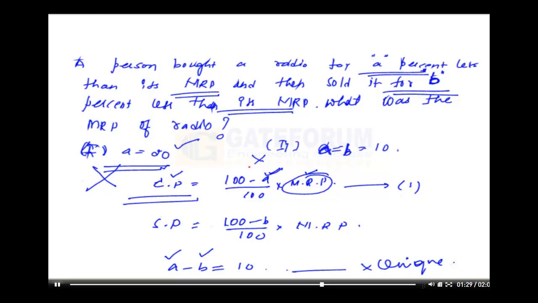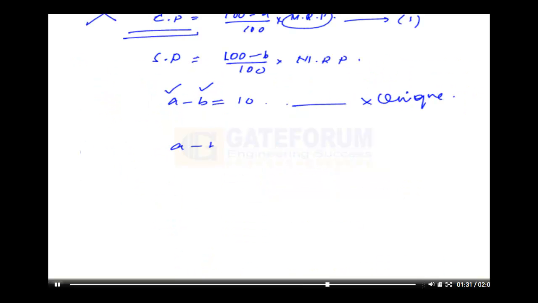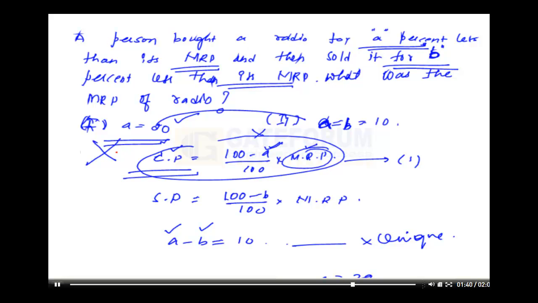Now let us combine them. A minus B is 10, whereas A is 20. If A is 20, clearly we can say that B is 10. Now let us look into equation 1. If I substitute A as 20, still we don't know the cost price, we cannot find MRP. If I substitute B as 10, still we don't know the selling price, so we cannot find MRP. So by using both the statements also we cannot answer this question. So it is nothing but option D.